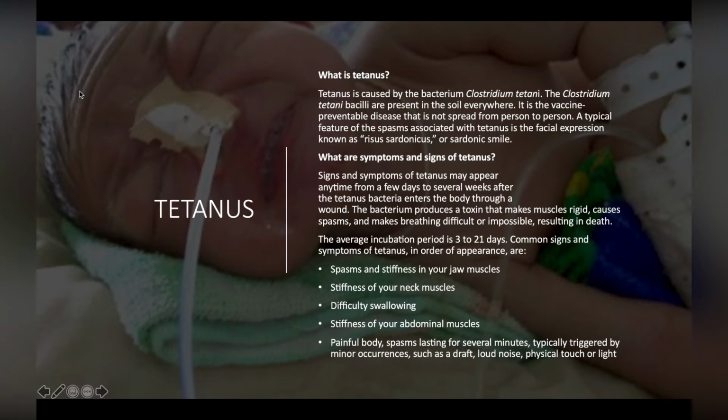Common signs and symptoms of tetanus are spasm and stiffness in your jaw, neck, and abdominal muscles. You can also experience difficulty in swallowing, a painful body, and spasms lasting for several minutes, typically triggered by minor occurrences such as a draft, loud noise, physical touch, or light.